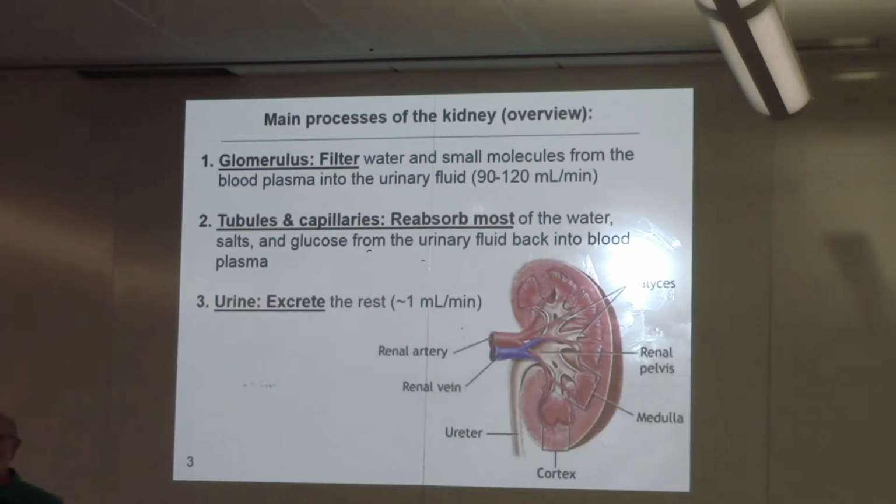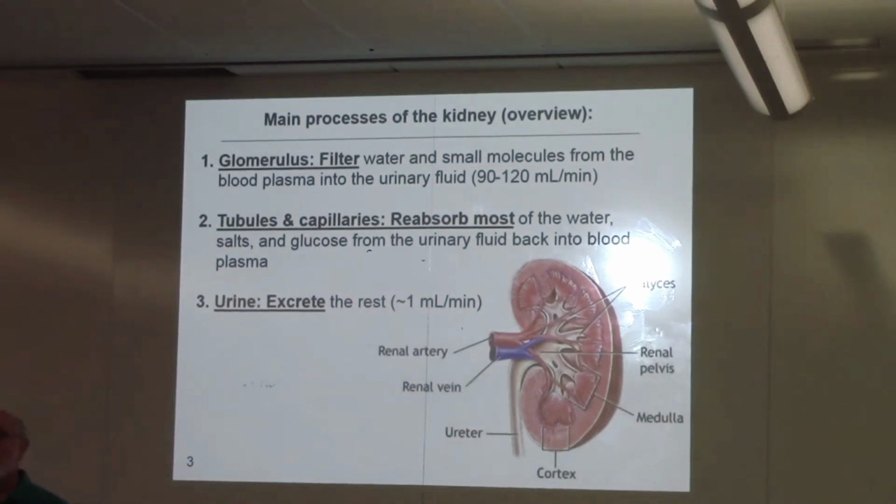Cells are not filtered, only small molecules. So that's why we're focusing on plasma, because the plasma is where the small molecules are. Glucose, sodium, bicarbonate, small but not large proteins in blood plasma. So 55% of 1 liter is 500 mils of plasma going to the kidneys every minute.